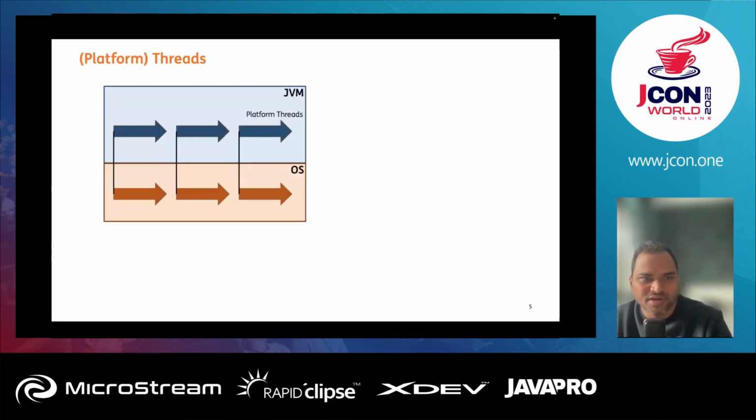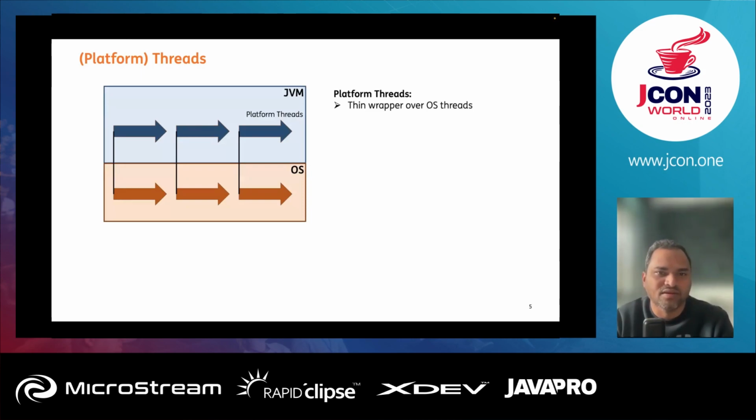To understand virtual threads, we need to first start with platform threads, otherwise known as threads in Java. They have been present in Java for a really long time. And platform threads are actually a thin wrapper over operating system threads. What does that mean? It means that when the JVM has to create a new instance of a platform thread, it actually asks the operating system to create a new thread. And only when an OS thread can be created, a new instance of a platform thread is created in the JVM.